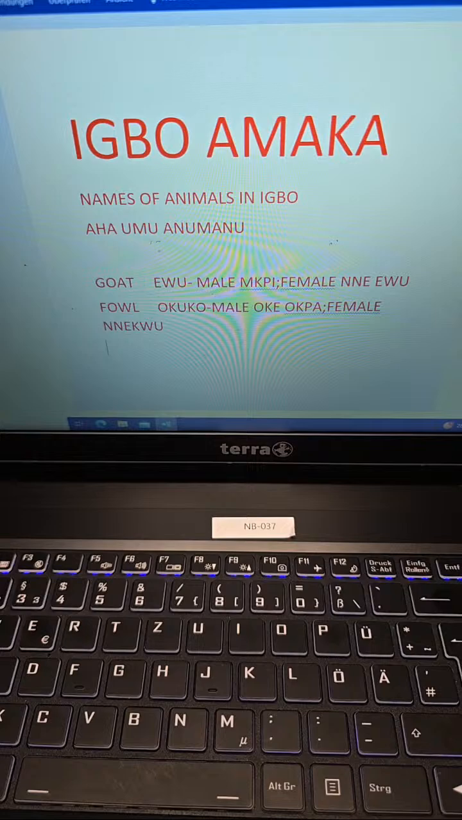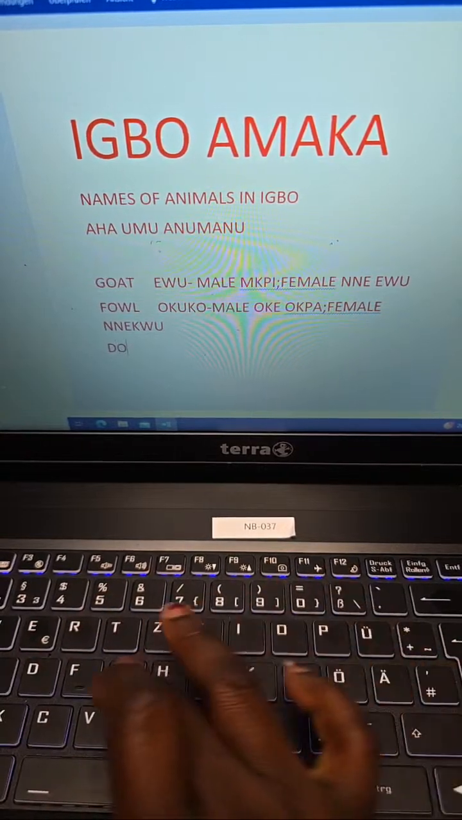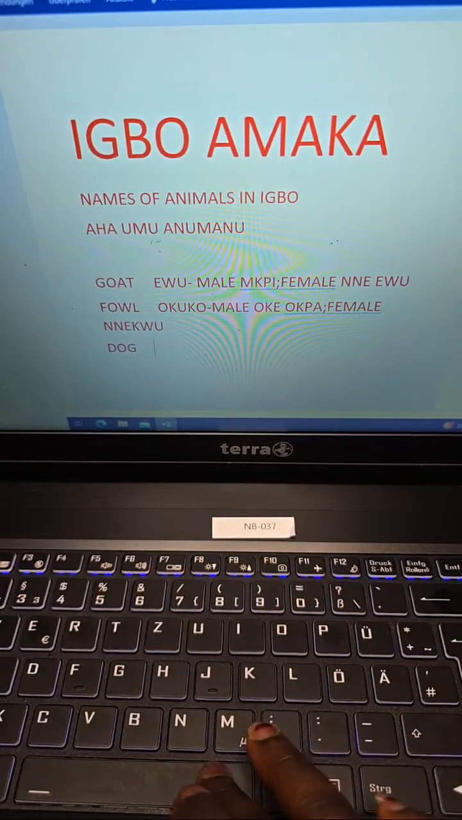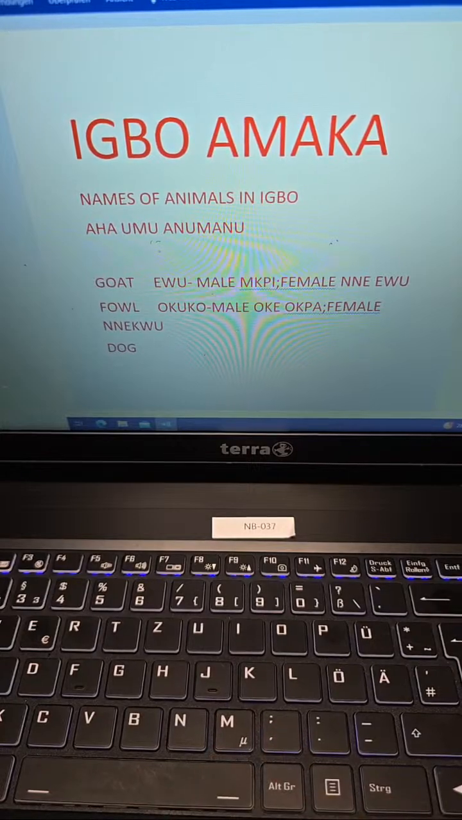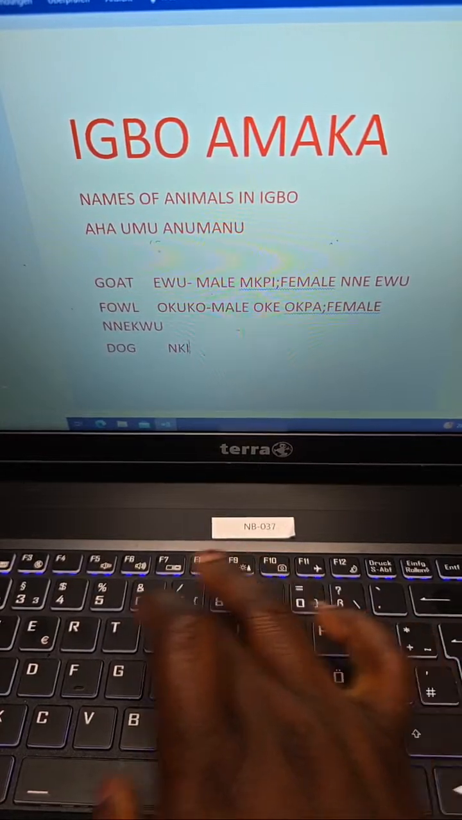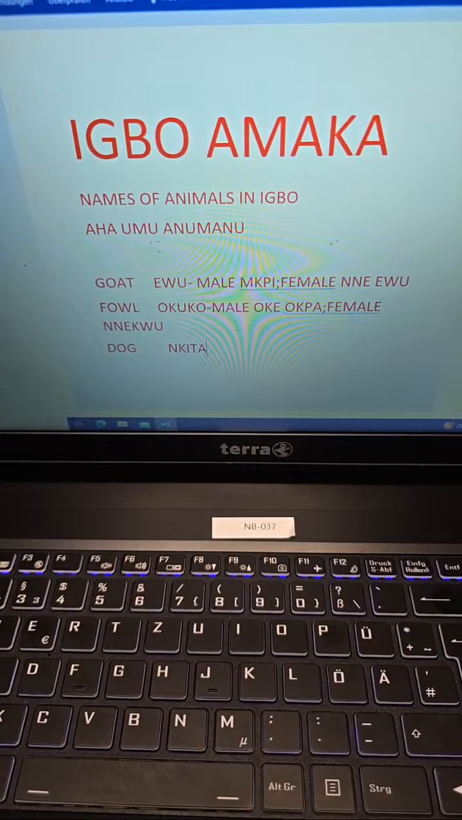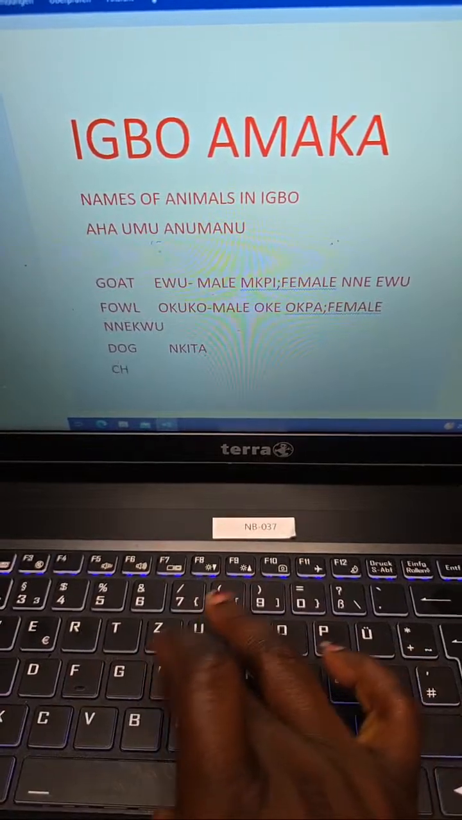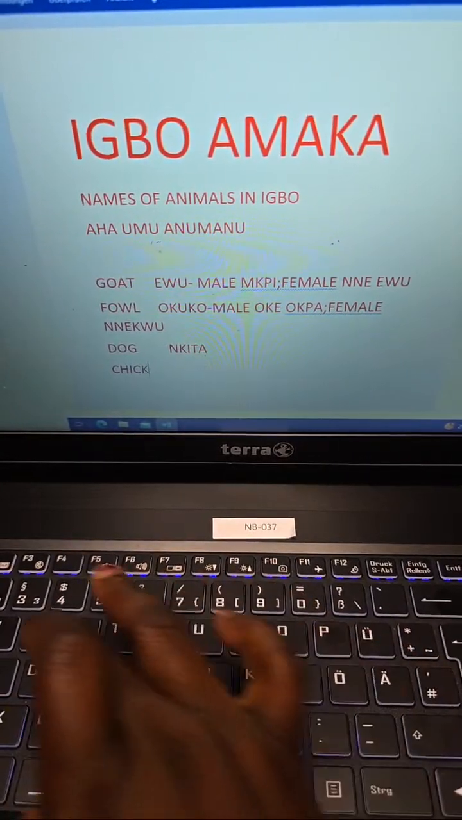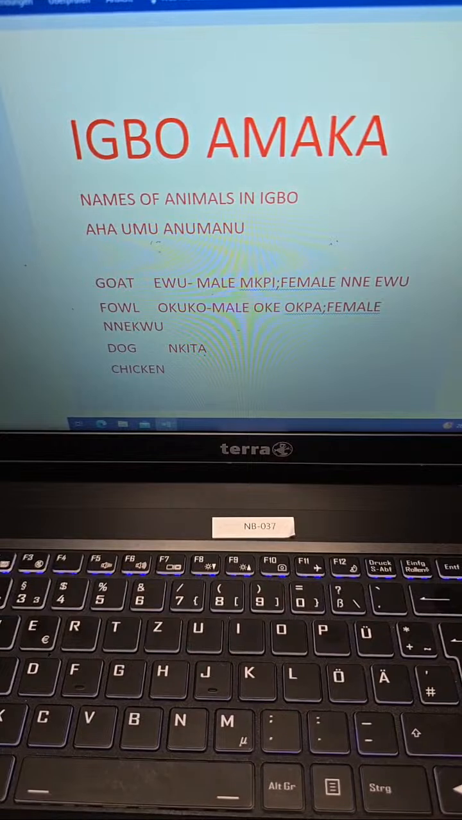Then we have the dog. The dog in Igbo language is known as nkịta. The dog is known as nkịta. And then we'll have the chicken.